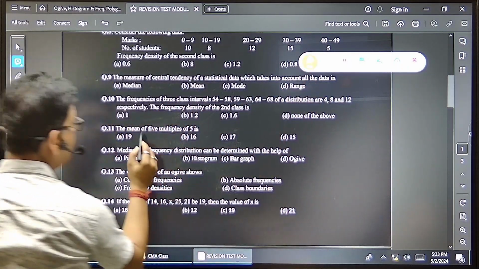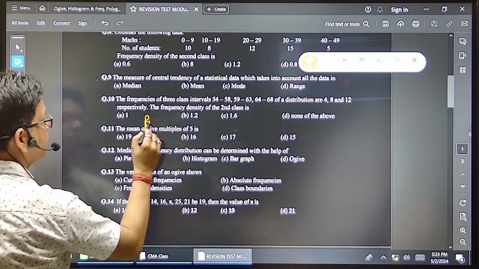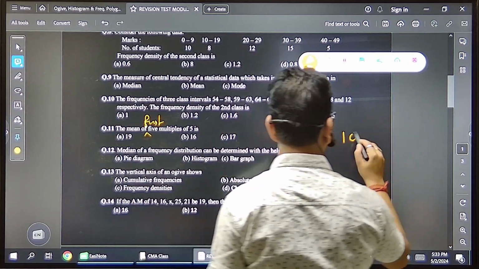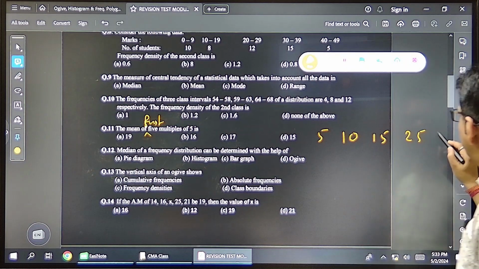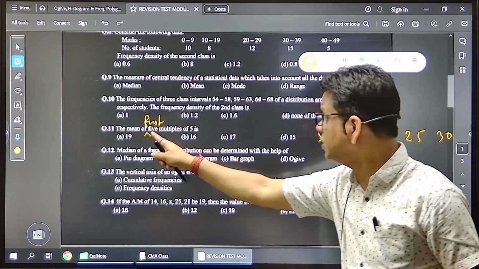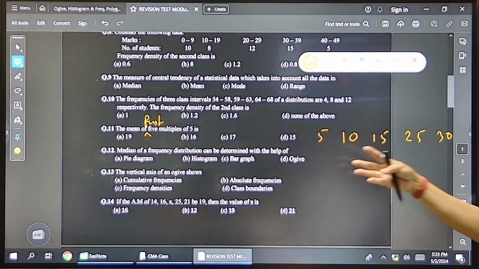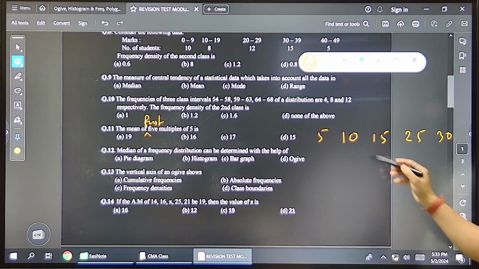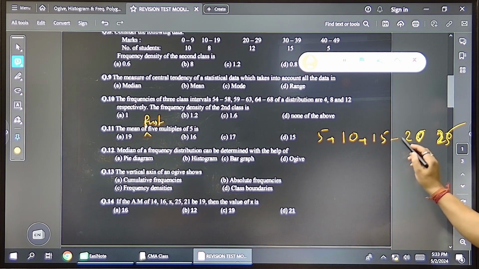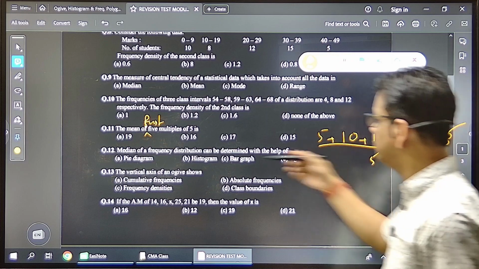The mean of, now you can easily do this. Can you tell me what are the first 5 multiples of 5? Yes, 5, 10, 15, 20 and 25. 5 only I asked. Yes or no? The mean of first 5 multiples, 5 ones are 5, 5 twos are 10, like that, up to 20 and 25. Yes or no? So these are 5 data. Now to get the mean, what do you need to do? Add them, divided by what? So this is the answer, whatever you get.